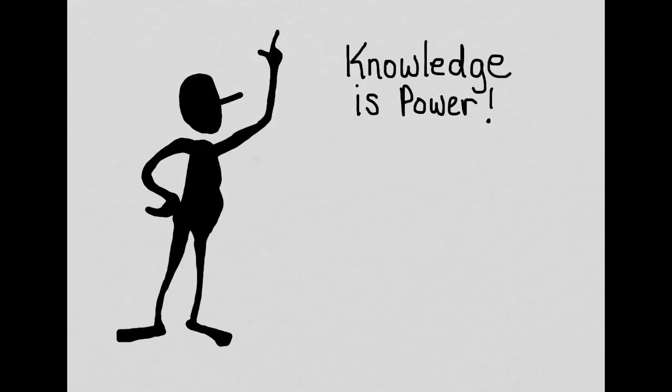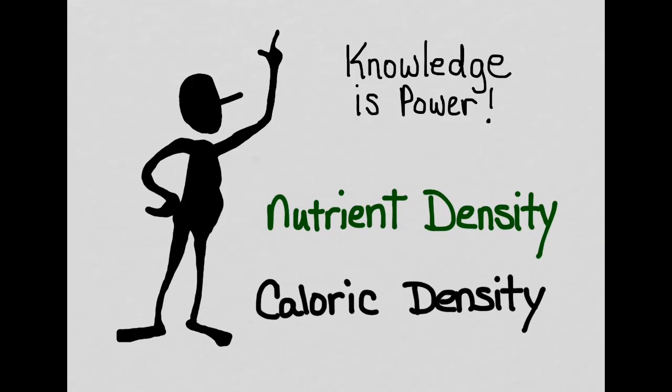There are other characteristics of food that are really important to understand. Our goal in Alive is to provide you with the information you need in order to best understand the food choices that you're making. Knowledge is power. We want you to make informed decisions. Today we're going to talk about nutrient density and caloric density. These concepts are very helpful for understanding nutrition.